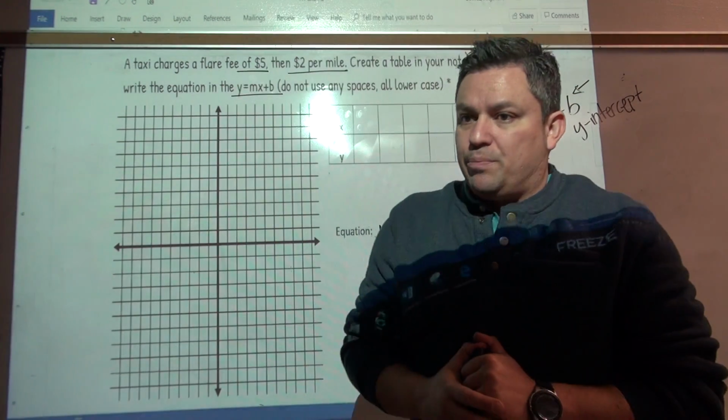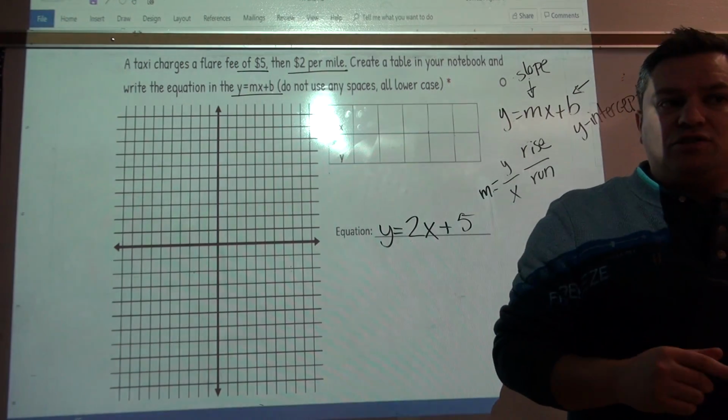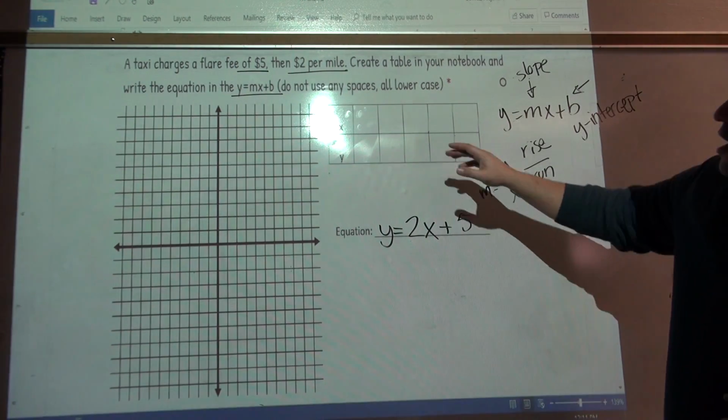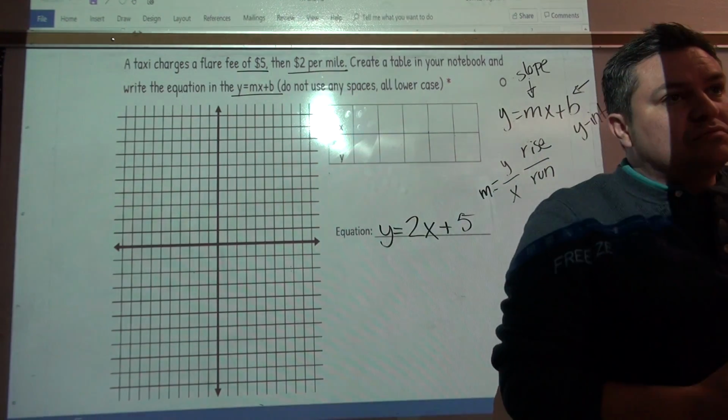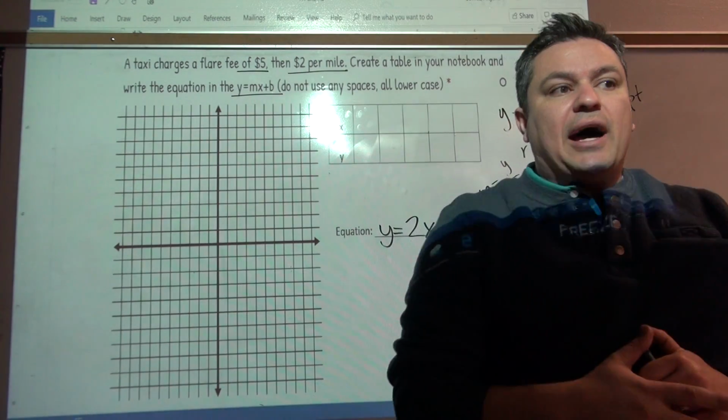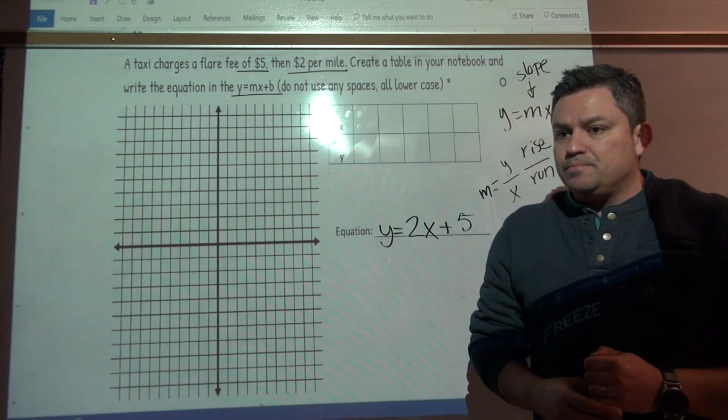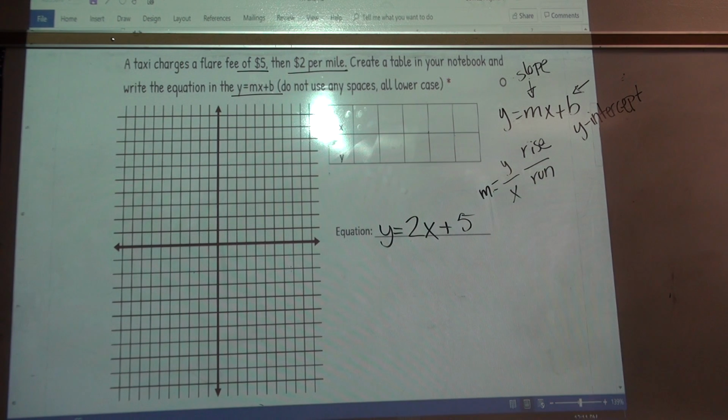So let's think about it for example, just a little bit. And I need everybody to pay attention right now. If I use the taxi for 3 miles, how much am I going to pay the taxi driver? Six. Think about it, because you have to pay the fee no matter what. So you're going to drive 3 miles. It's $2 per mile, right? That's $6. But what about the fee?